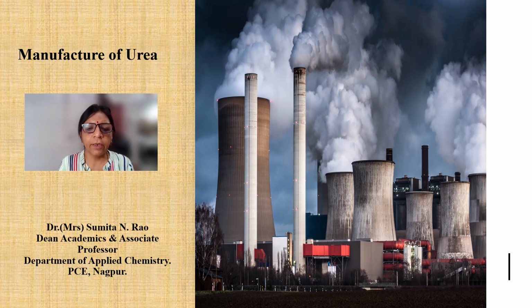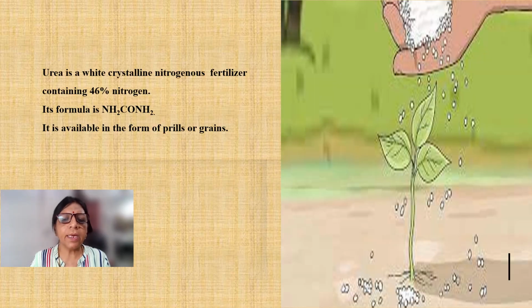Hello learners, today let's talk about manufacture of urea, which is again a very important nitrogenous fertilizer like ammonium sulfate and ammonium nitrate. Urea is a white crystalline nitrogenous fertilizer and it contains the highest percentage of nitrogen, that is 46%, and it is available in two forms, both prills and grains.